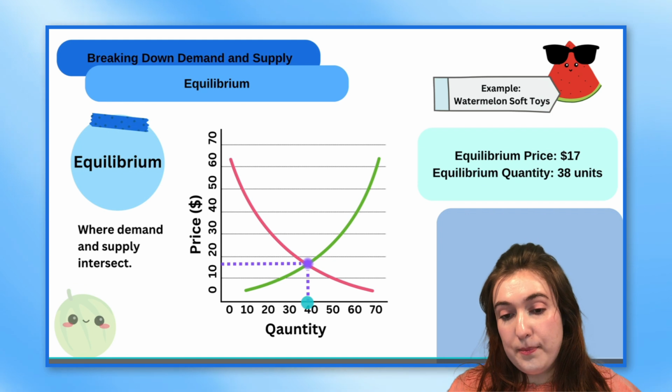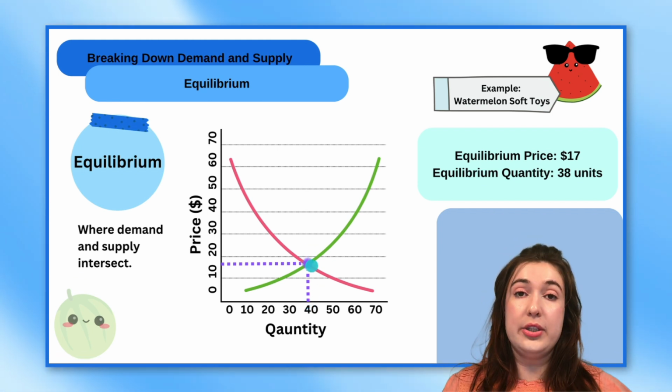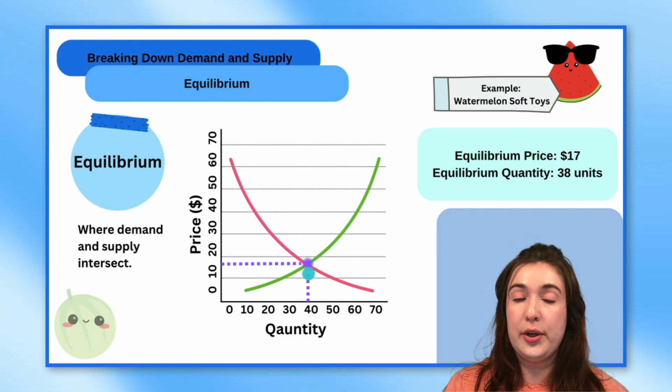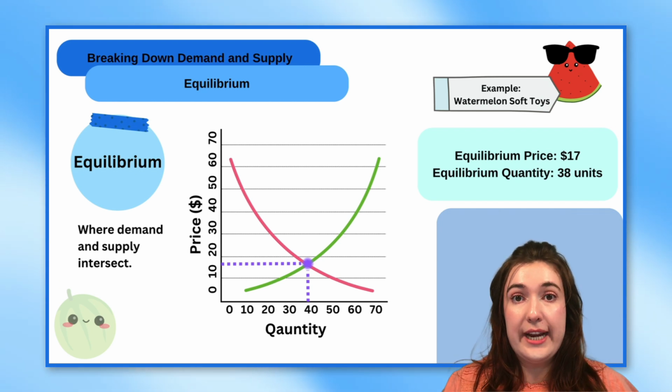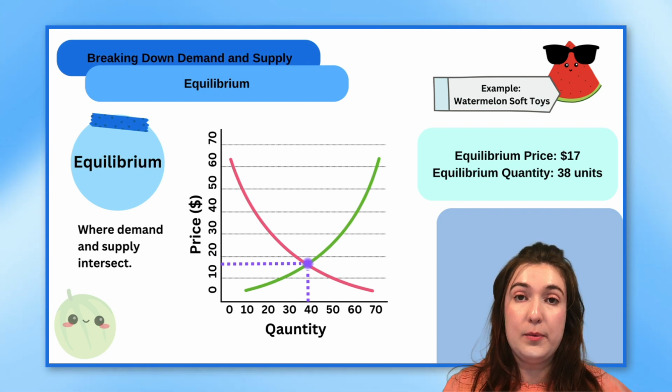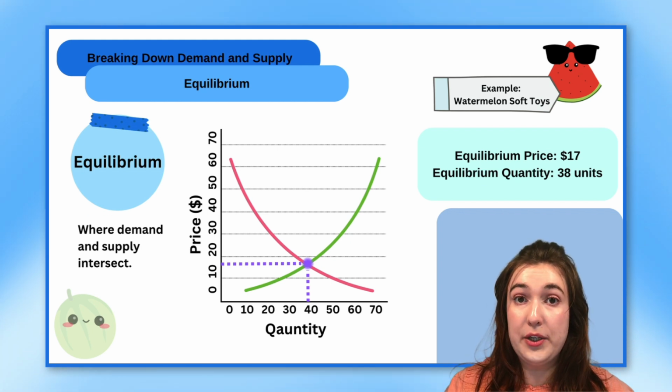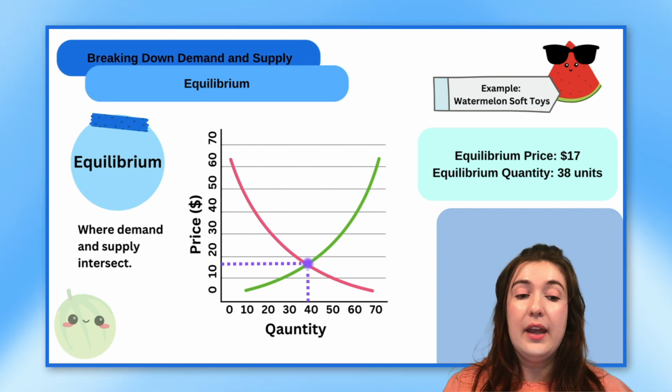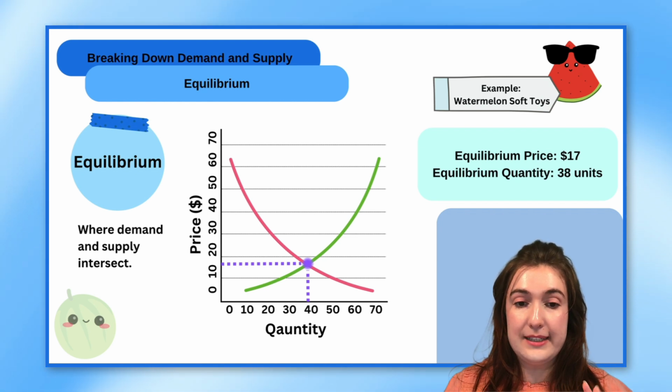And this equilibrium point is going to keep shifting. Whenever your demand curve or your supply curve shifts, that point is going to change. So in this instance, we are having a market price at $17. And we have an equilibrium quantity that we as suppliers need to be having there at roughly 38 units of our watermelons. So this is how demand and supply work from that type of perspective.